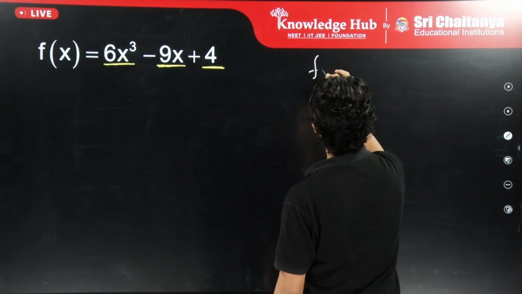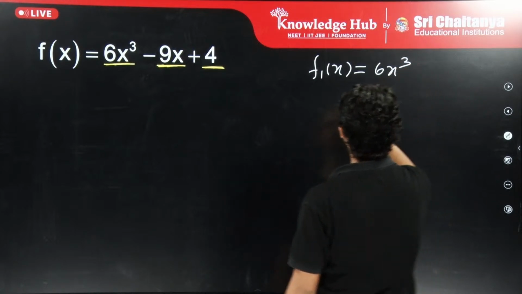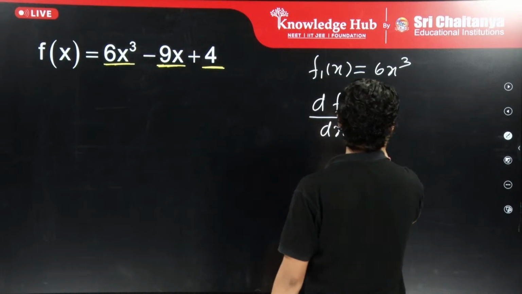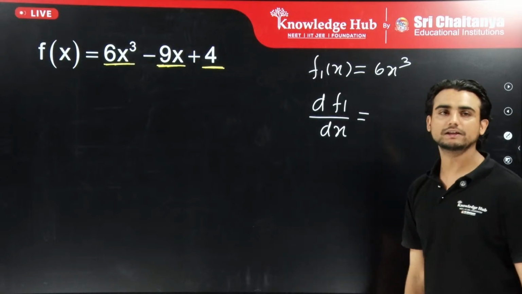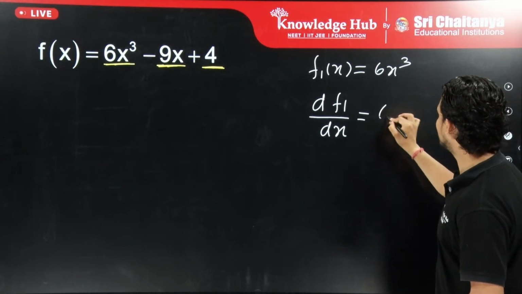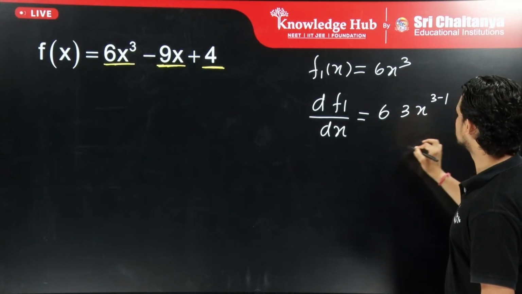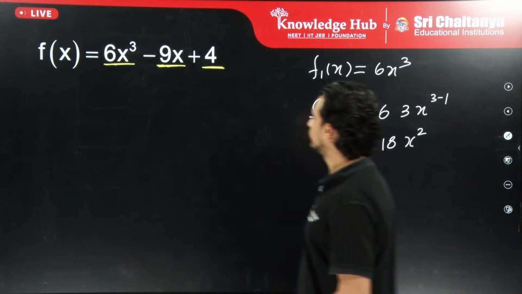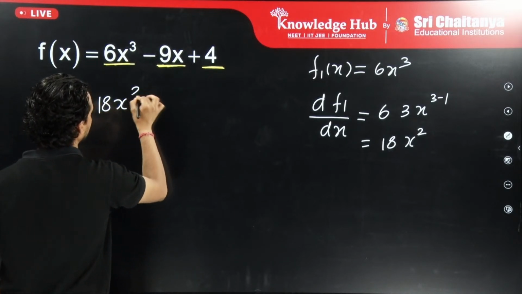So my function 1 is 6x cube, right? So differentiation of function 1 with respect to x, which formula will I use? I will use the power formula and the first rule, that is the multiplication by a constant. So this constant will remain as it is, this 3 will come forward and I will write x raised to 3 minus 1. So I will get 18x square. So differentiation of 6x cube is 18x square.